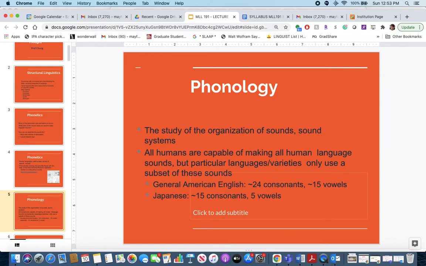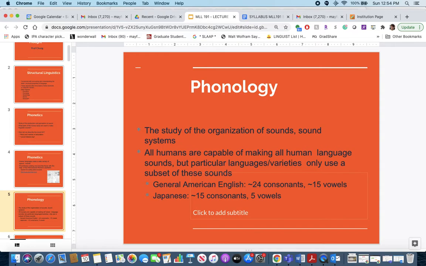So phonology would really be the study of how all these sounds are organized, right? So humans are capable of making all human sounds, but not every language makes use of every single sound that comes out of your body. For example, in English, we don't have what's called a click, right? But other languages do have clicks. English has about 24 consonants and about 15 vowels. I know in elementary school you were taught A, E, I, O, U, right? But it's a little bit more complex because you have things like diphthongs.